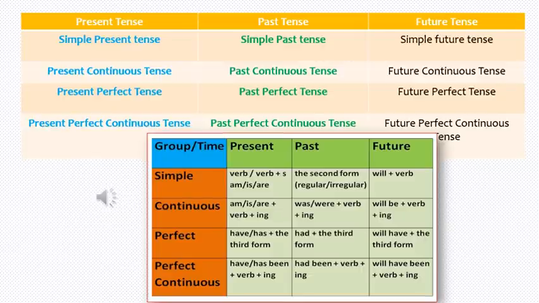Third one, past perfect tense. This type of tense is used to describe an action or an event in the past that has been completed. We had completed our maths before she had come. The action started in the past and completed in the past. Okay, we had completed our maths before she had come.